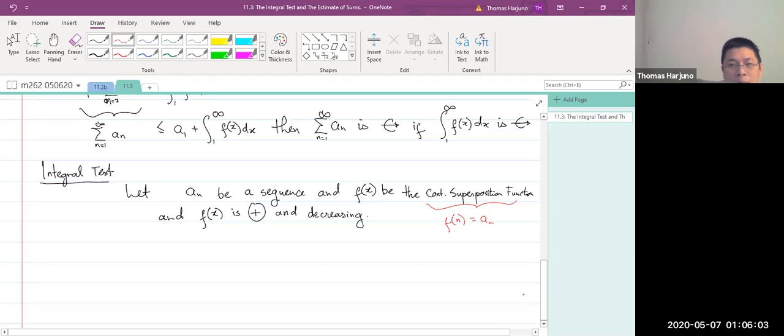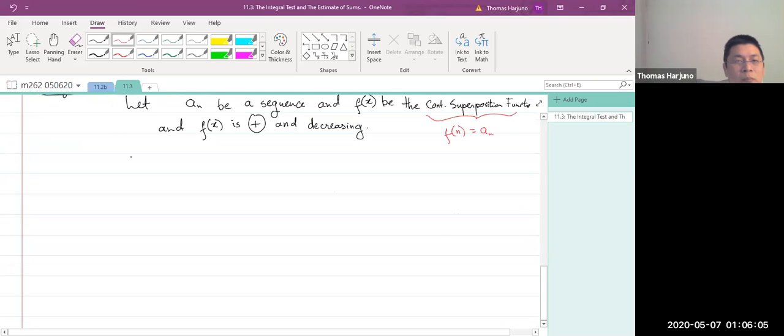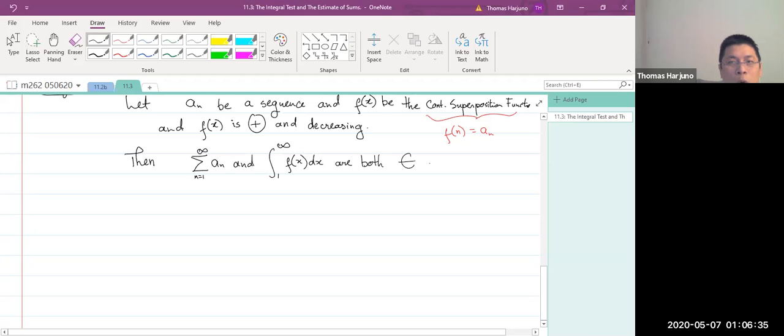Okay, now then, the series and the integral are both convergent or both divergent.